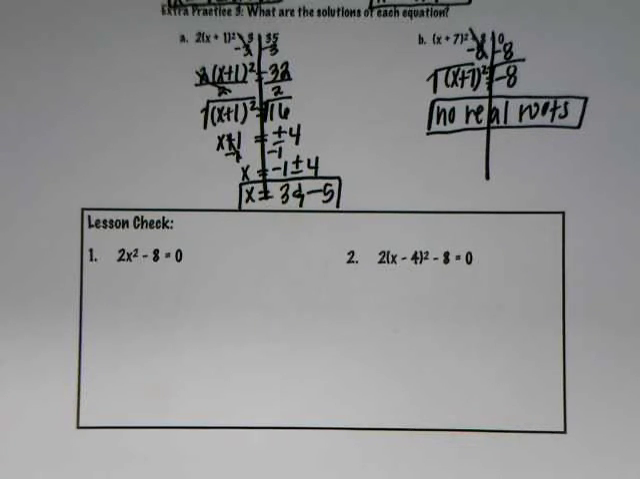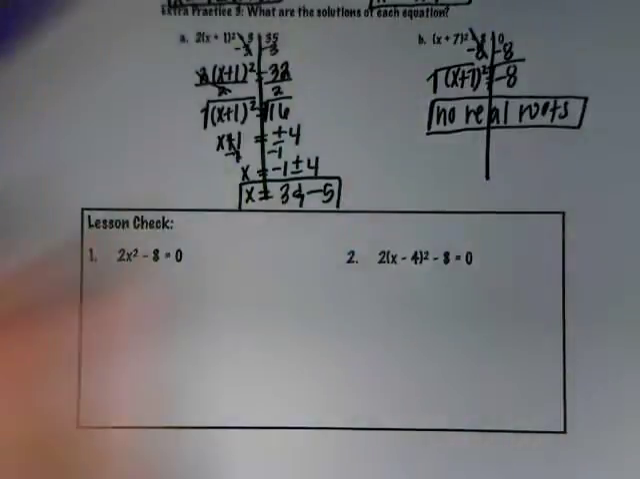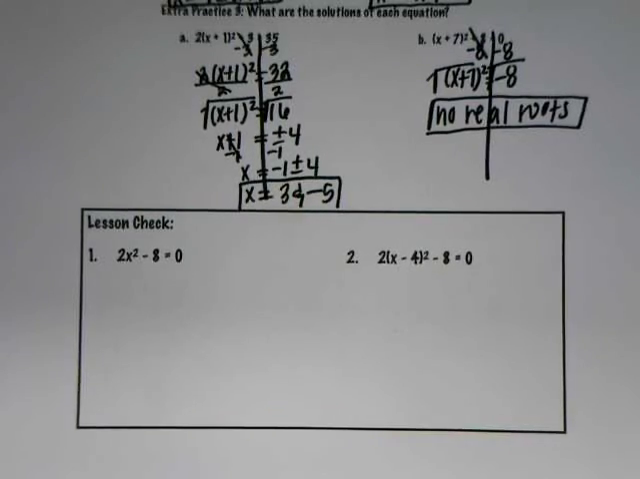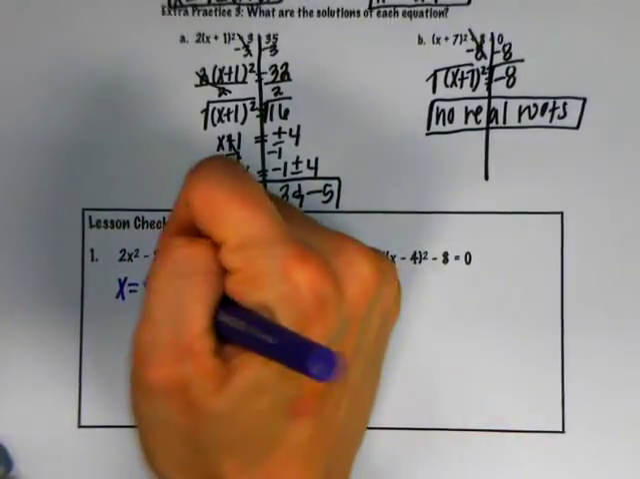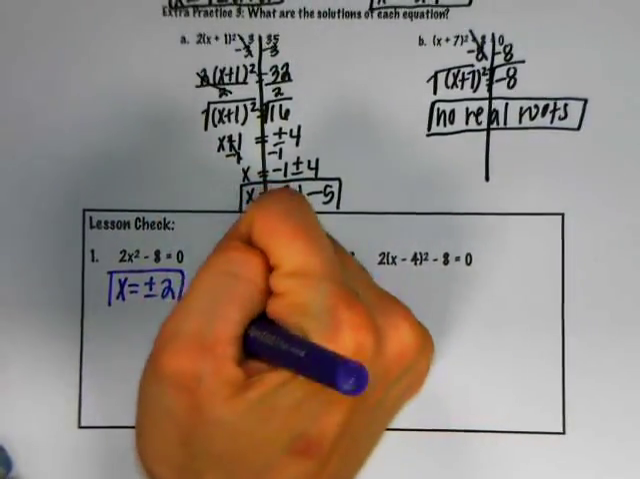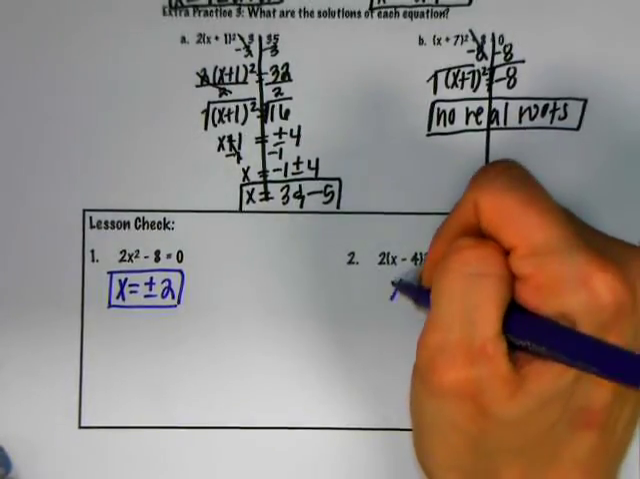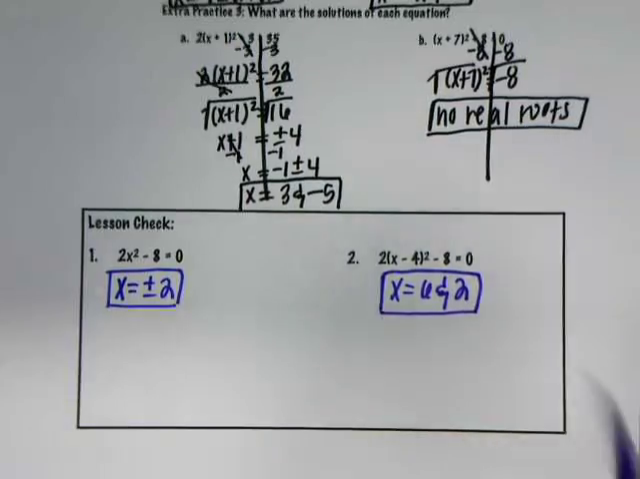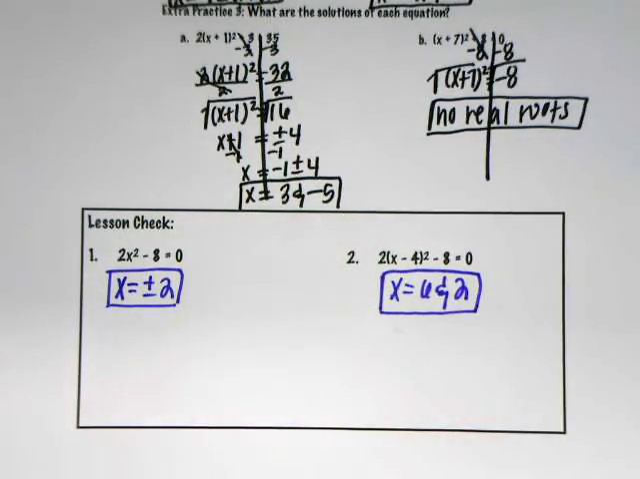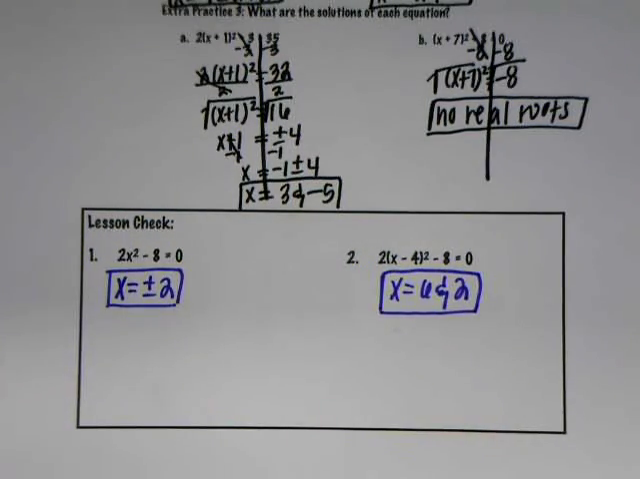All right. Answers are: number one, your answer is x equals plus or minus 2. And number two, x equals 6 and 2. Yes. Do you have questions? What if you get negative 6? I don't get this.